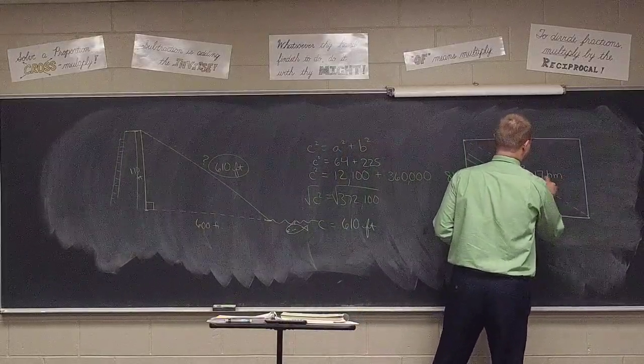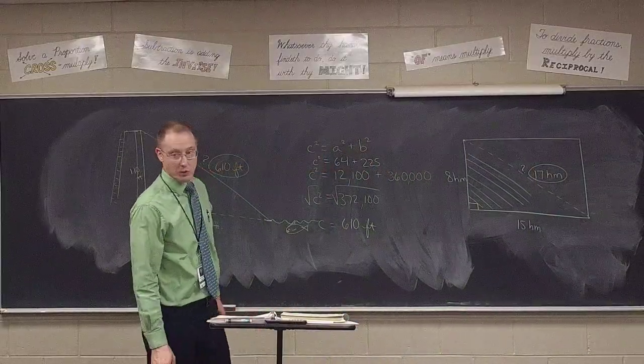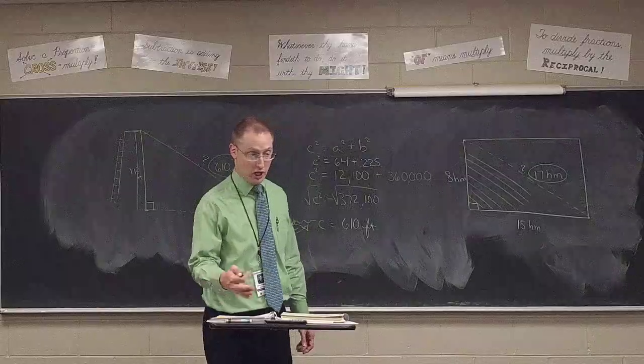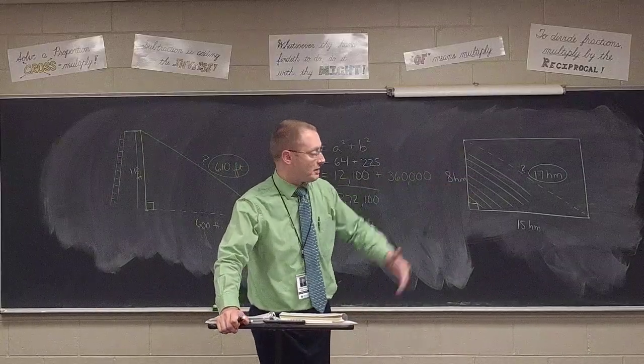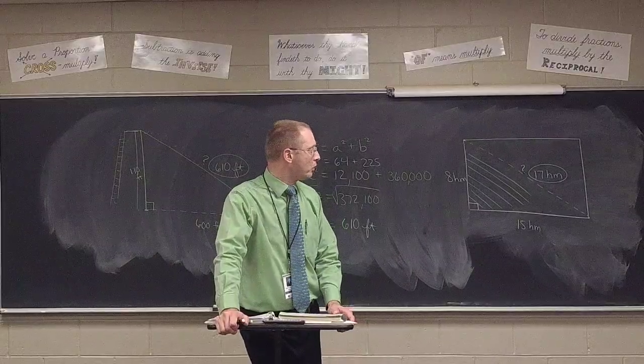17 hectometers long, which is 1,700 meters, right? Because hecto means 100, so 1,700 meters long. That's a long way. In fact, that's more than a mile long.